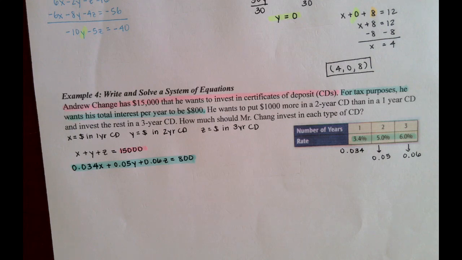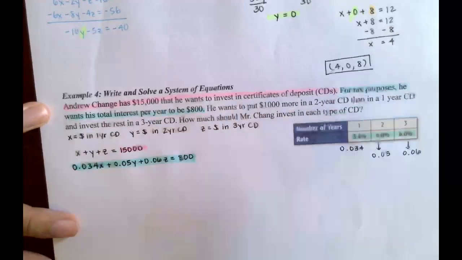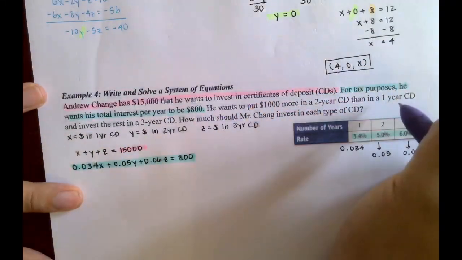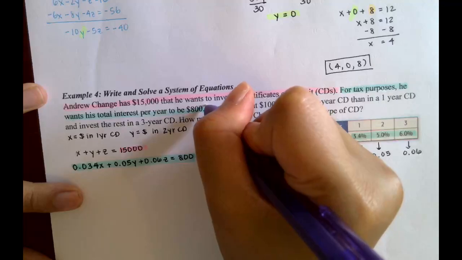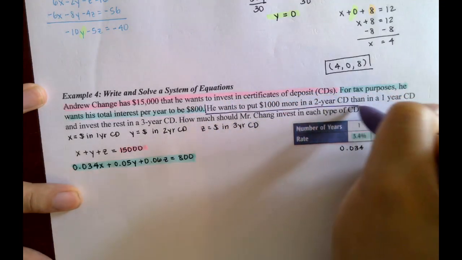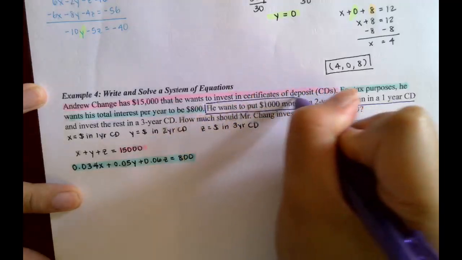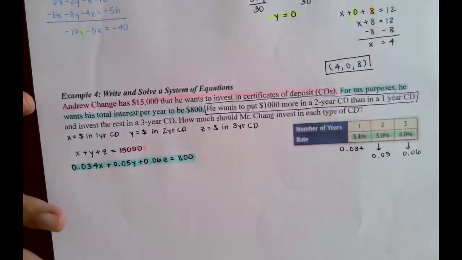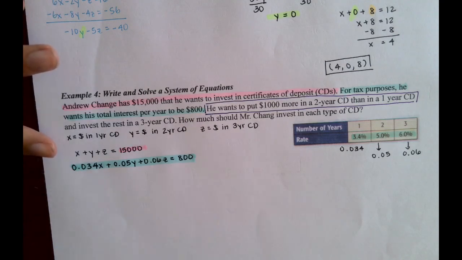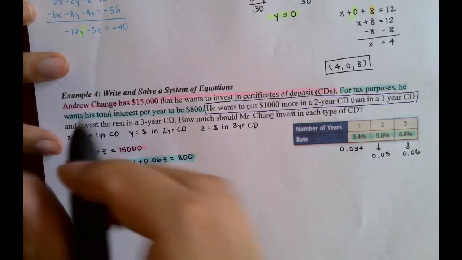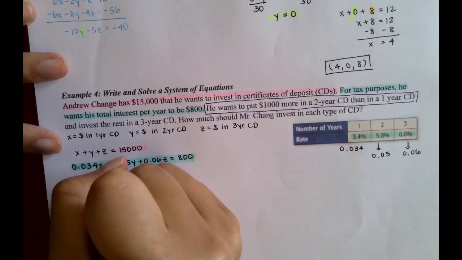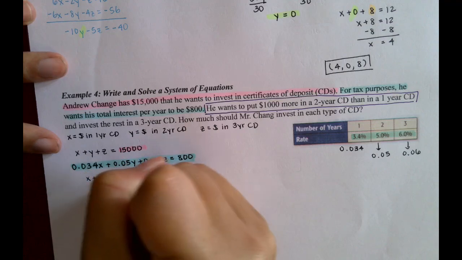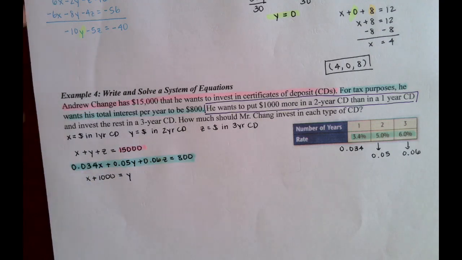And then the third thing we know is that he wants to put $1,000 more in a 2-year CD than in a 1-year CD and then invest the rest. So what this means, in the 1-year, x plus the 1,000 will be what y is.